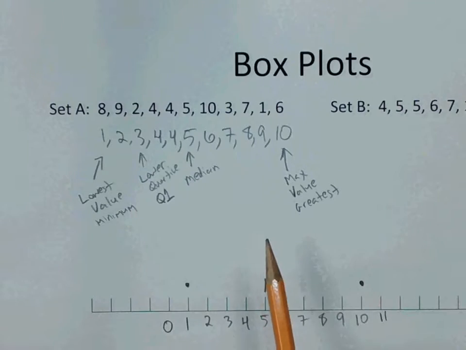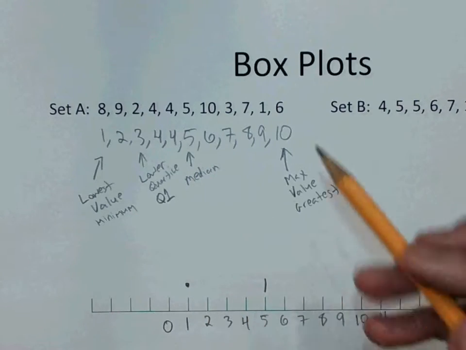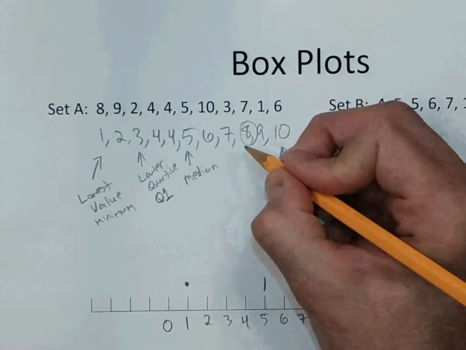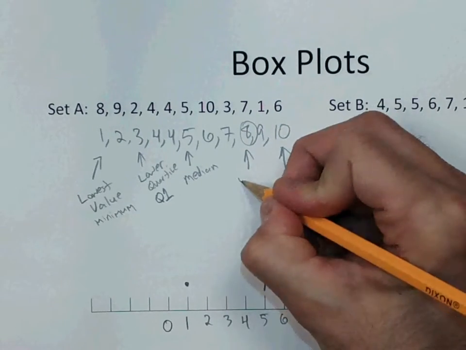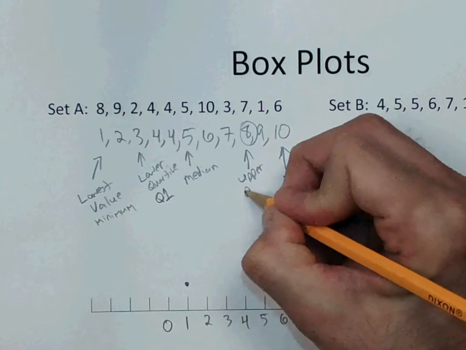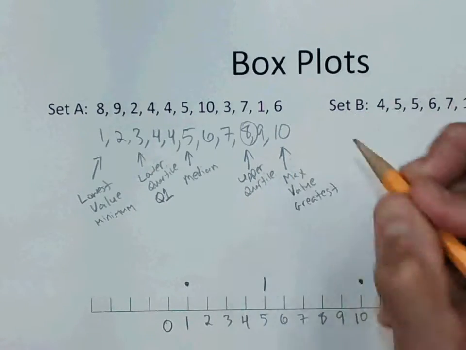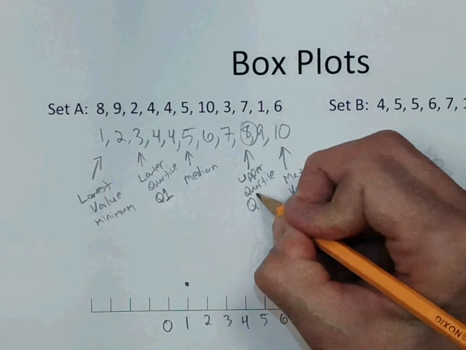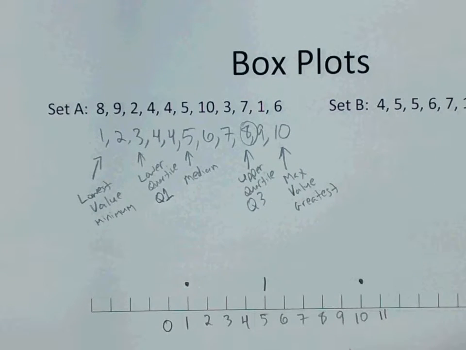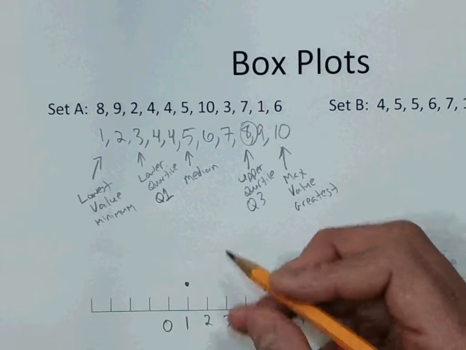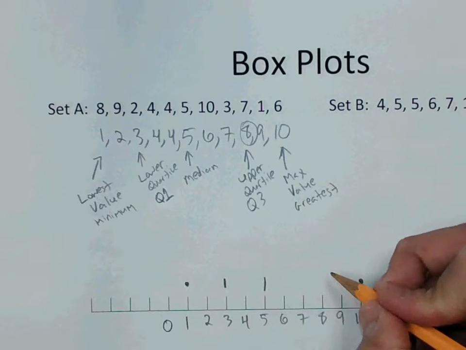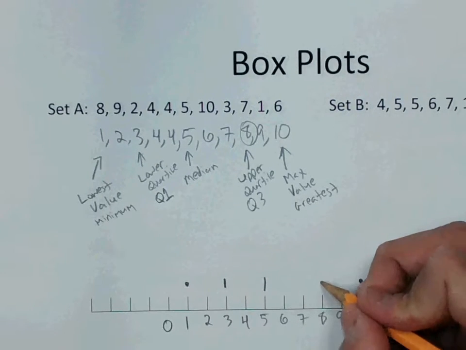The median of the upper half, that's all the numbers above 5, that's going to be 8. That'll be my upper quartile, or the third quartile, Q3. So now, same thing, I'm going to plot those on my number line, but I'm going to use lines since they're medians. My lower quartile will be 3. My upper quartile, or third quartile, will be 8.